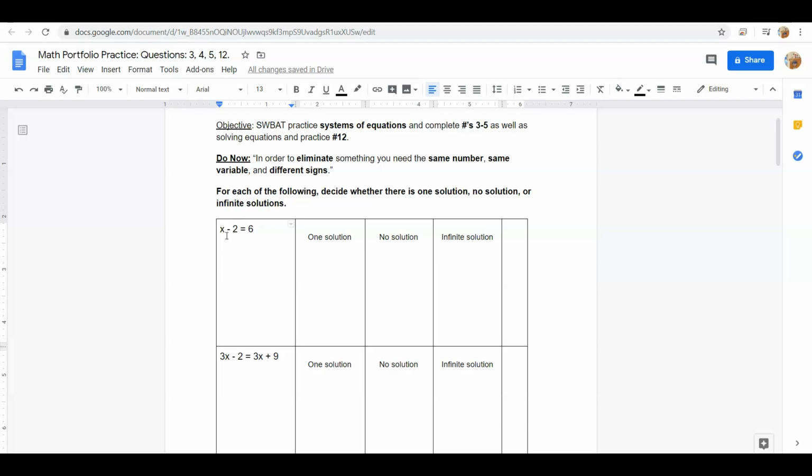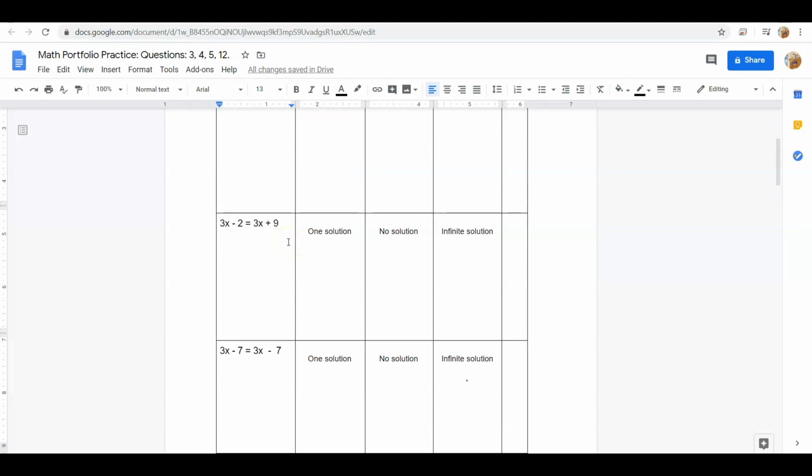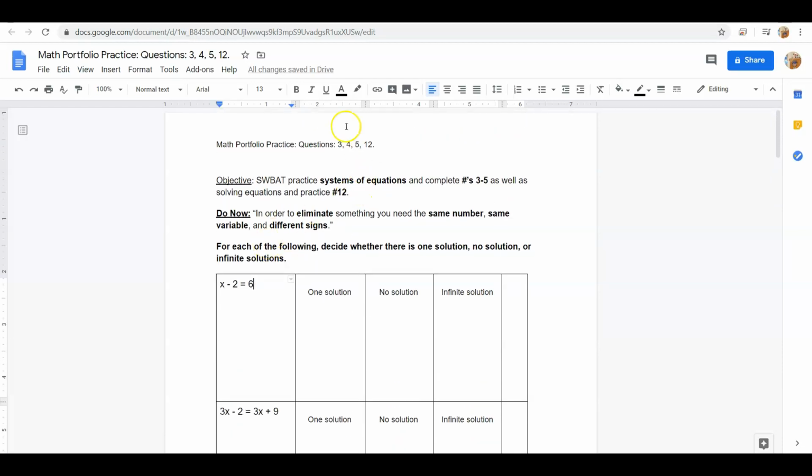Now, let's look at this problem set right in front of us. And this is practice question number 3. So, practice for question number 3.